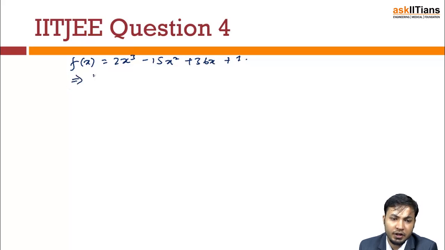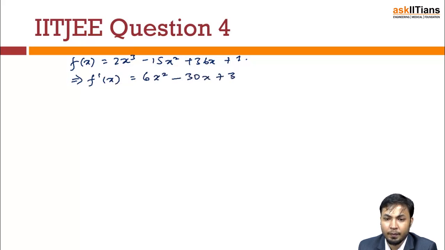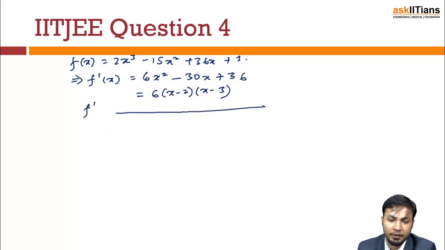If I differentiate, my first derivative will give me 6x² − 30x + 36, right? If I solve this, I'll get 6(x − 2)(x − 3), right? This becomes a quadratic equation. I solve this, I'll get these two roots. Now, I use the technique of inequality, so I draw the number line. This is my 0, this is my 2, this is my 3.